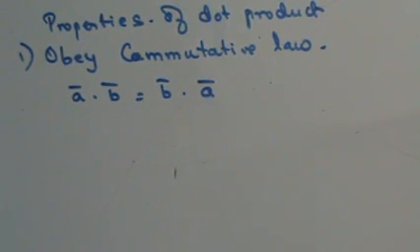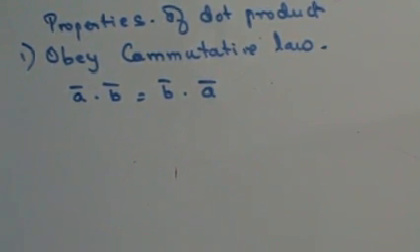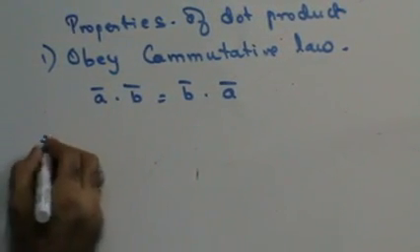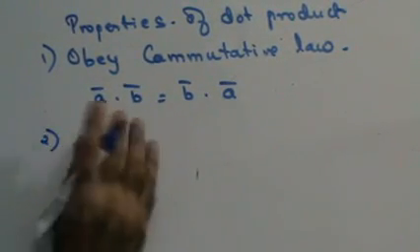Question. Why do they obey commutative law? Because what is dot product? Dot product is only a number. There is no direction involved in it. Since there is no direction involved in it, therefore they obey commutative law. Fine, do you understand this? Why they obey commutative law?